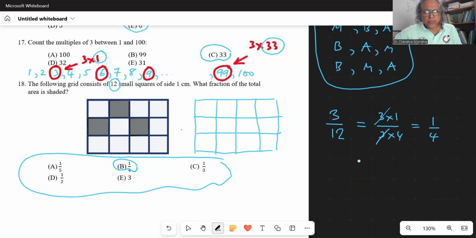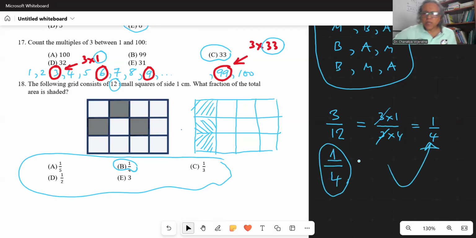So what if we shade these three squares in the first column? So the first column is shaded, and how many such columns are there? Four. So it is one shaded column out of four. See, we got the same answer and we didn't have to simplify the fraction. Isn't that fun, that we do things in different ways and we find interesting things? Okay, so let's move on to the next question.